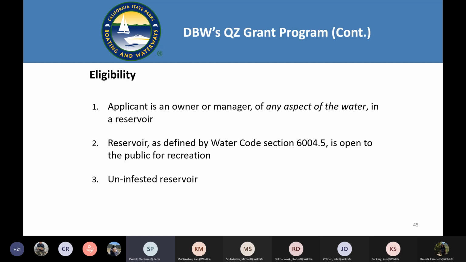First, I'd like to talk a little bit about our eligibility requirements. So first off, as an applicant, you must be an owner or a manager of any aspect of the water in a reservoir. The reservoir must be open to the public for recreation. And then finally, again, the reservoir must be uninfested by QZ mussels, as we are a prevention and not a control grant. Next slide, please.